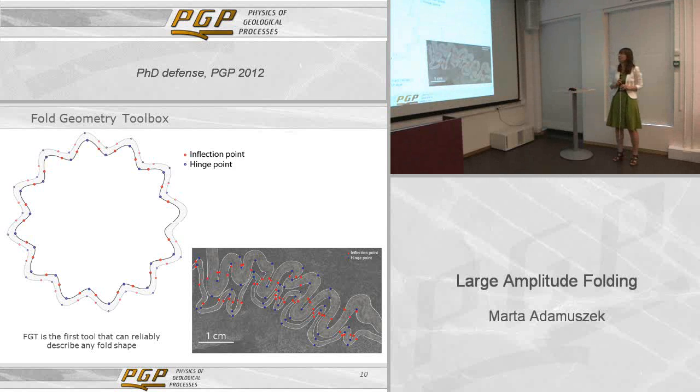And here I present two examples of folds. In one case, I generated a complex fold shape synthetically, and in the other case, I took an example of a natural fold from Western Norway. And in both cases, the Fold Geometry Toolbox localizes hinges and inflection points on the folds. FGT is the first tool that can reliably describe any fold shape.